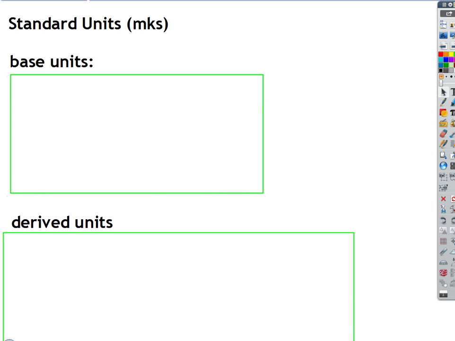Okay, so when we talk about quantities in physics or in any science, we've got to be able to compare amounts and lengths and masses and things like that, right? So how do we go about doing that?